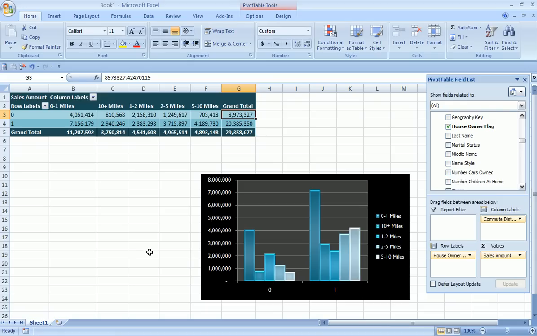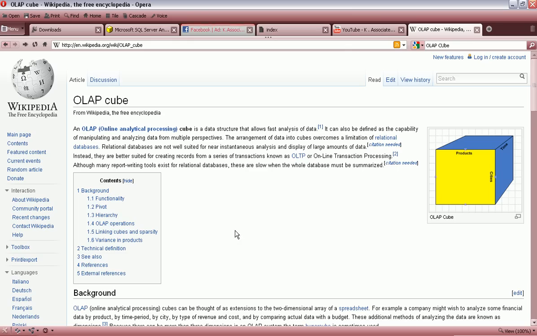to call the analysis cube. Now, the analysis cube is some kind of way. If you went to Wikipedia, for example, the analysis cube is a data structure that allows fast analysis of data. It can also be defined as the capacity of manipulating and analyzing data from multiple perspectives. The arrangement of data into cubes overcomes the limitation of relational databases.